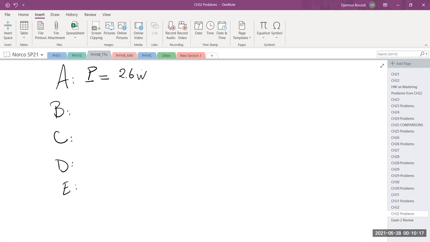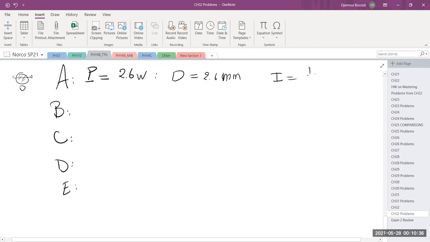So for that, we need the diameter. So this is D. So they gave us D now, and D, they said, is 2.6 millimeter. If that's the case, then I know the intensity of this one. It's just P over A, and A is pi times (D over 2) squared. So we have the power, we have the diameter, we should be able to find the intensity. Make sense? Yes, it makes sense. Very good. So this is easy. As a matter of fact, this is so easy that even I can do it, okay?